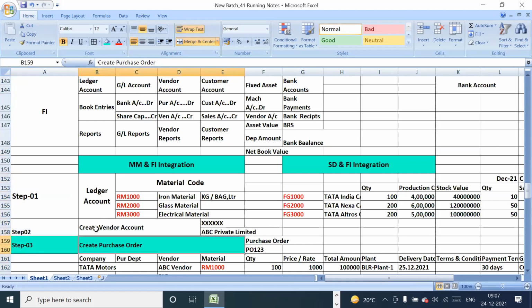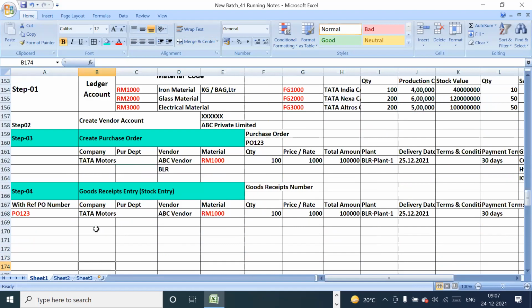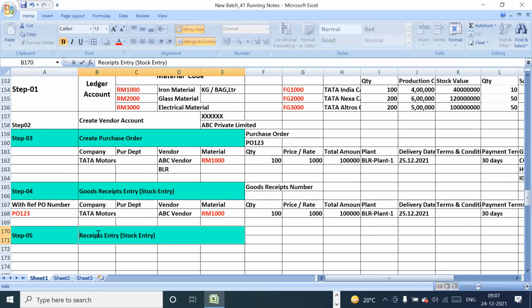Then what is next? Okay, we receive the goods, the stocks. Then after that we are going to perform the invoice receipt, nothing but the vendor invoice, or we can say the vendor purchase invoice.